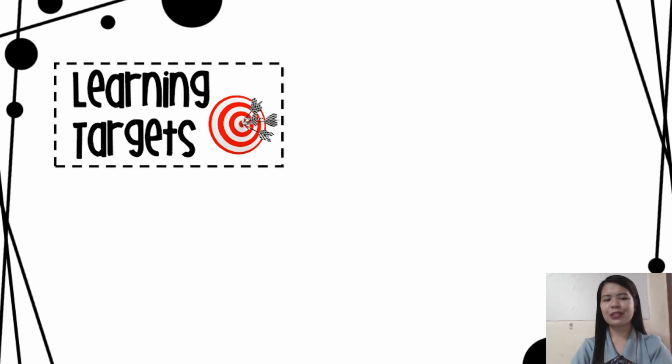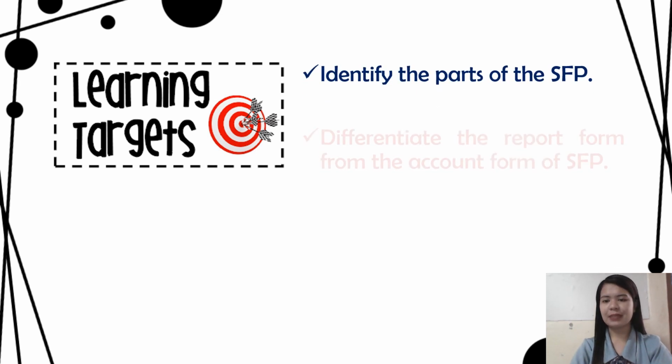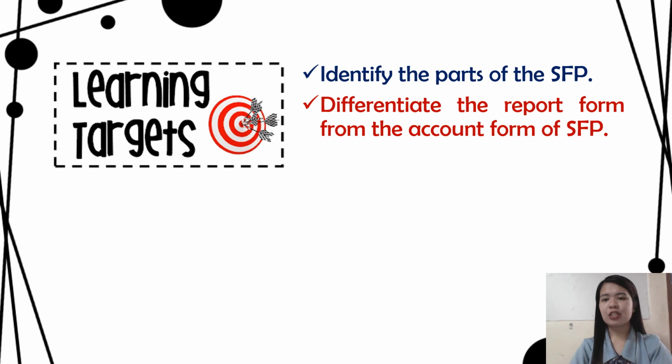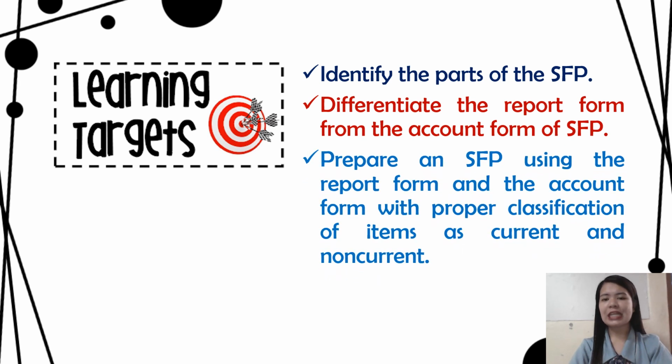Here are our learning targets. After watching this video, you must be able to identify the parts of the SFP, differentiate the report form from the account form of SFP, and prepare an SFP using the report form and the account form with proper classification of items as current and non-current.